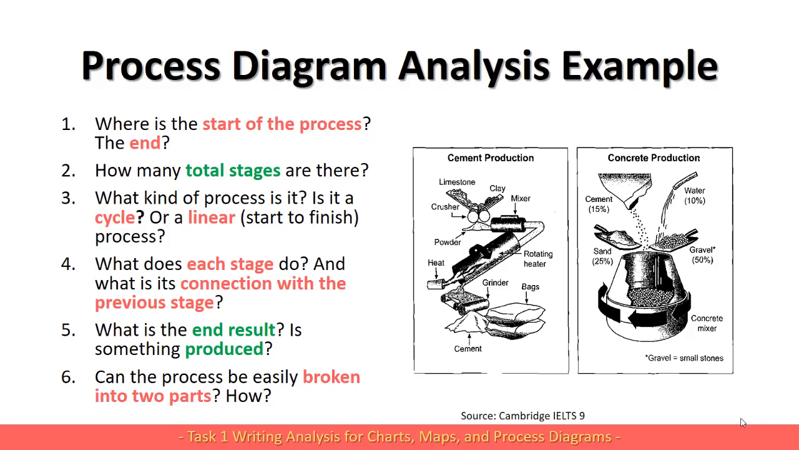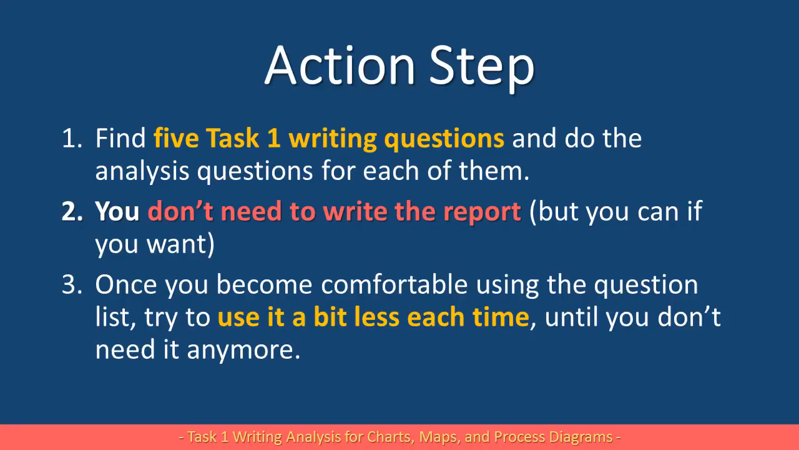All right, did you get that? Fantastic. Your action step for today is to find 5 Task 1 writing questions and do the analysis for each of them. Just do the analysis questions. All right, you don't need to write the report. You can if you want, but you don't need to write the report for every question, but do the analysis. Practice your analysis. Once you become comfortable using the question list, try to use it a bit less each time until you don't need it anymore, until it's so easy for you to analyze it that you don't need to read through each of these questions, but you can be confident you're not missing any information.